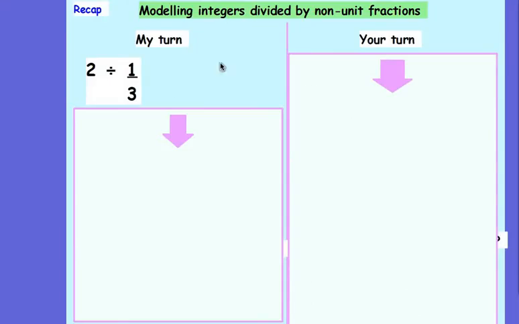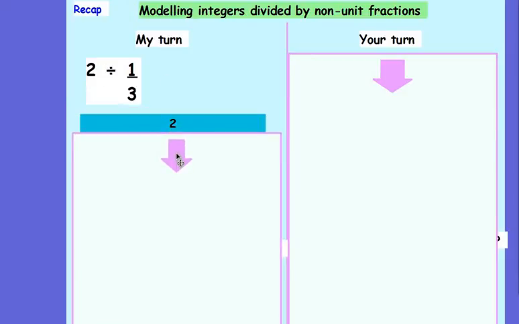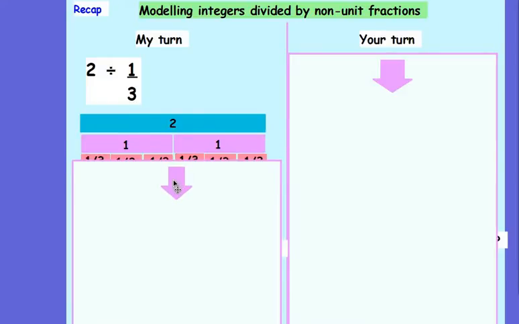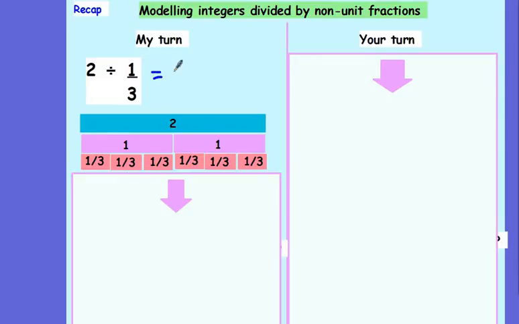Quick recap of last lesson. We were looking at, and I said if we did 2 divided by a third, I needed to draw a big bar to represent my 2. I could split that big bar into 2 ones, and each of those ones I could split into 3 lots of a third. So when I'm asked how many thirds are there in 2, or what's 2 divided by a third, the answer is 1, 2, 3, 4, 5, 6. There are 6 thirds in 2.